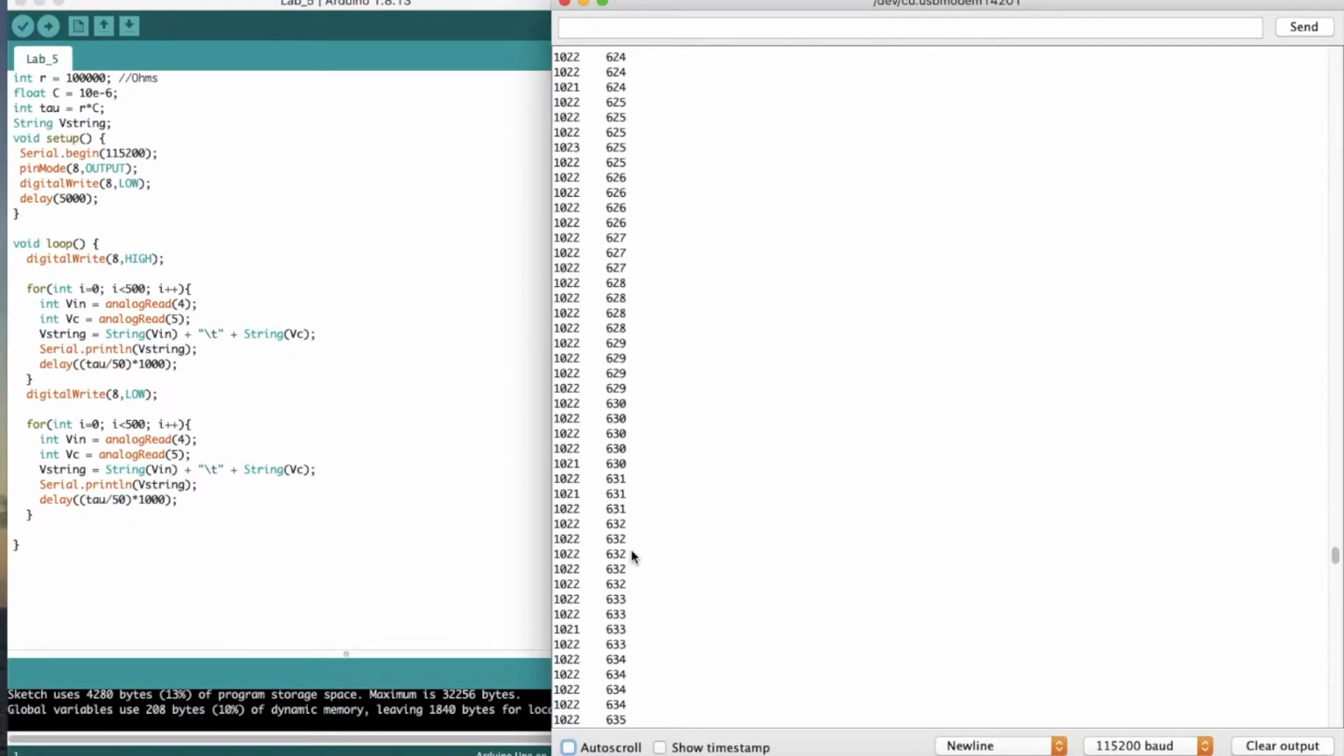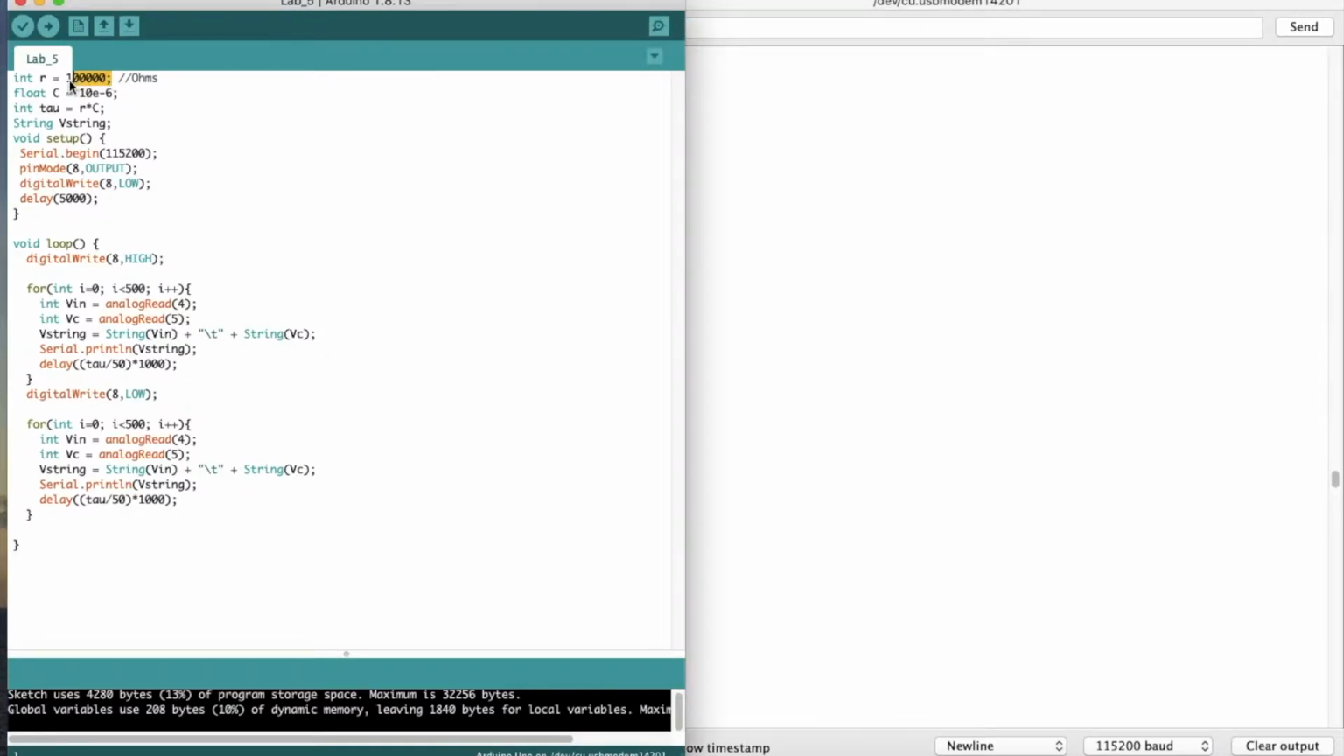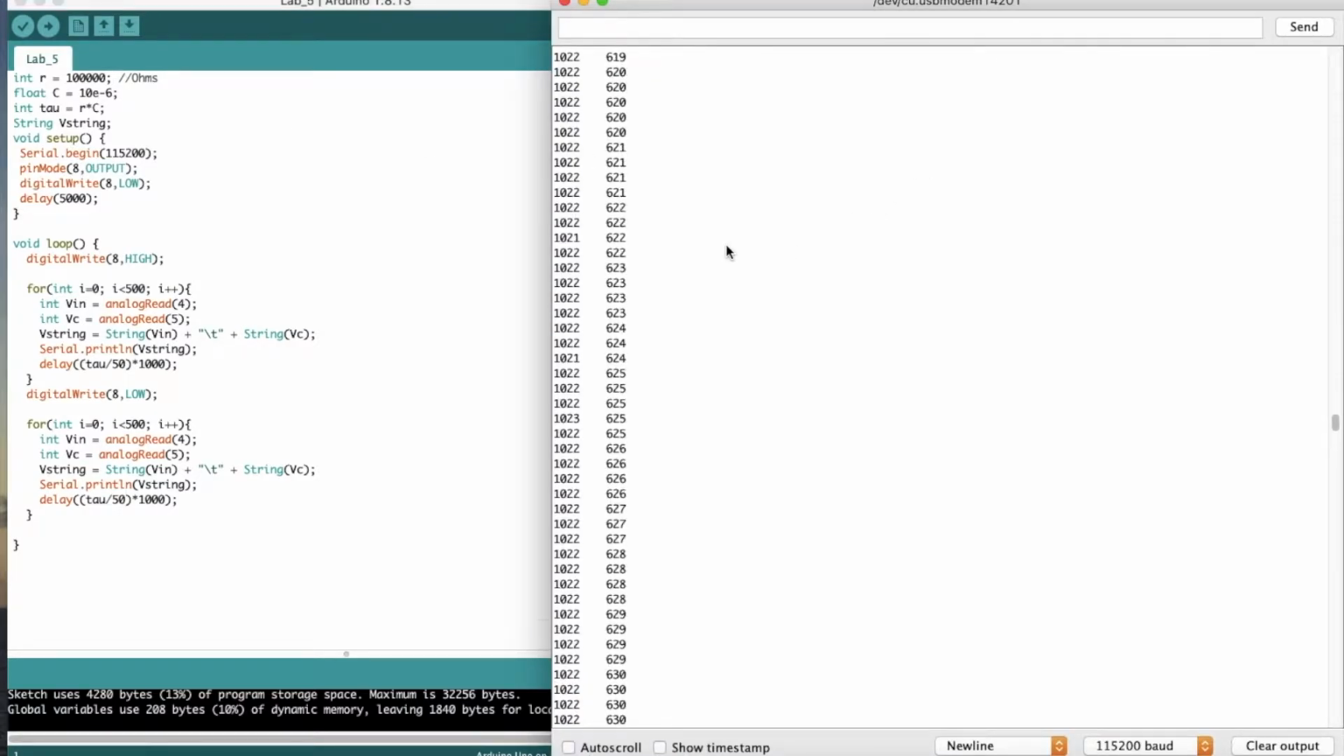So for the 100K ohm resistor, all we did was change in our code the resistance variable from 10K to 100K. And here in our serial monitor, we can see that the V capacitor input will increase to about this 640, 670 range, and then it will start discharging back down to about this 488, 490 range.